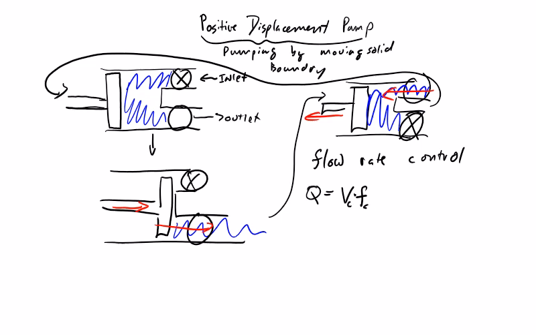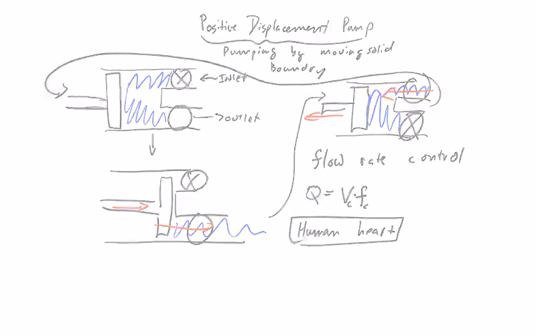Now, a positive displacement pump, the example everybody knows is the human heart. A human heart is this kind of pump. But there are a lot of examples of other kinds of pumps that are like this. But this is the basics of a positive displacement pump. Positive displacement pumps, like I said, are flow rate controlled.